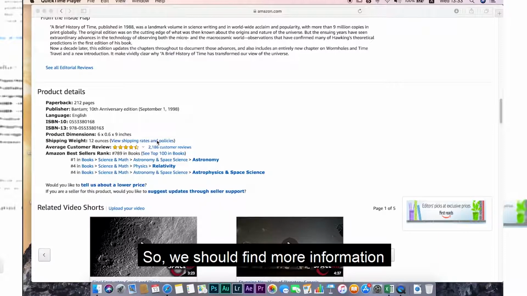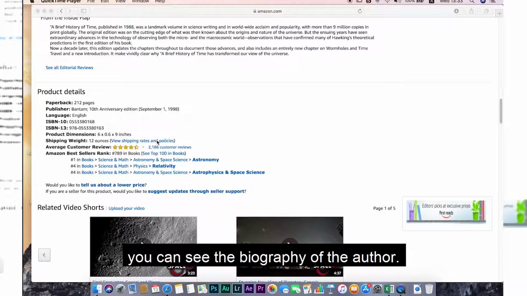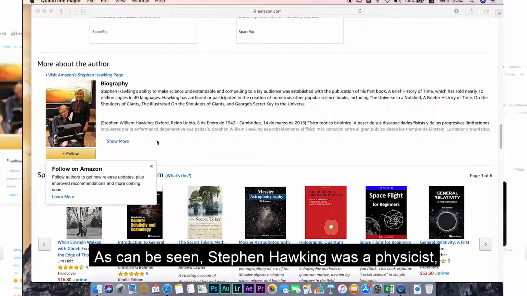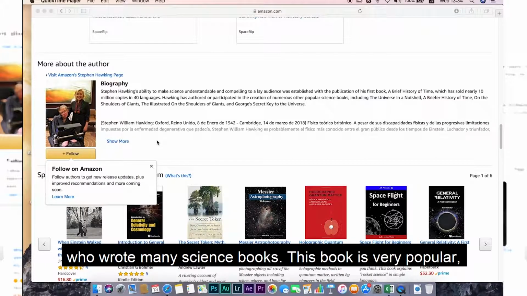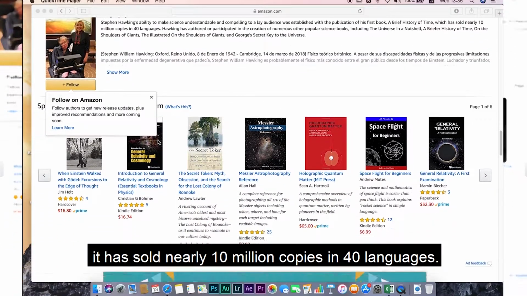So we should find more information related to the author and content. If you scroll down to the bottom of the page, you can see the biography of the author. As can be seen, Stephen Hawking was a physicist who wrote many science books. This book is very popular. It has sold nearly 10 million copies in 40 languages.